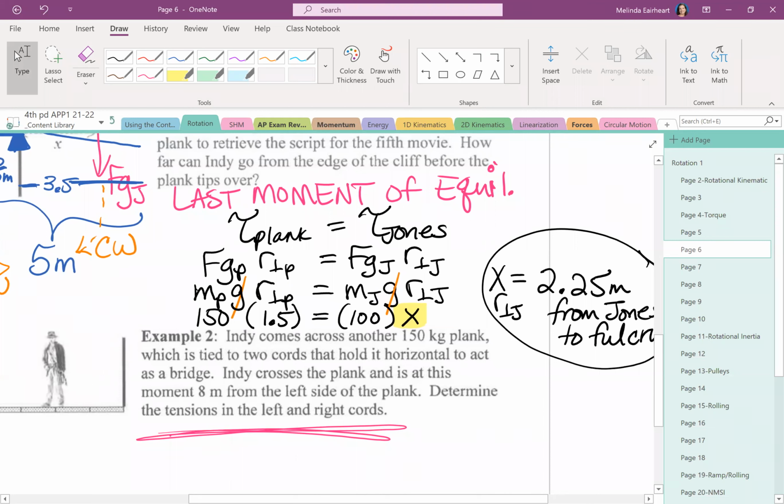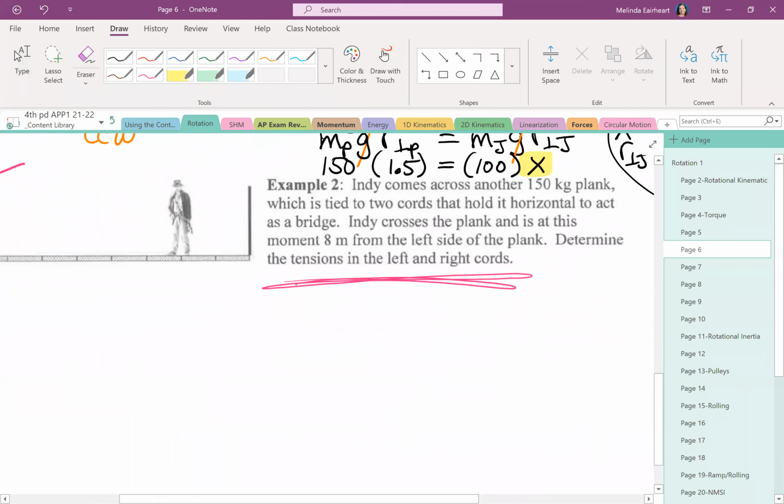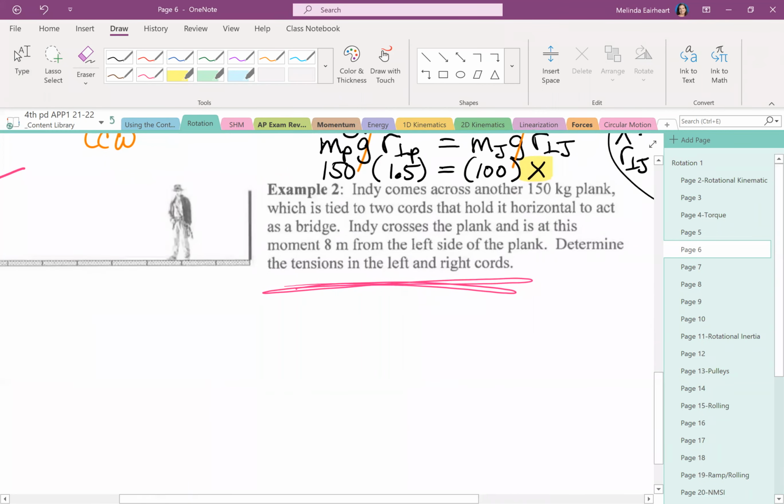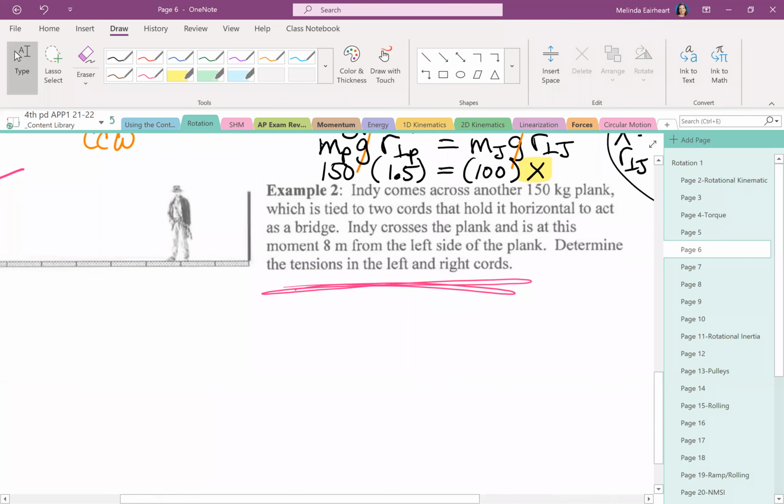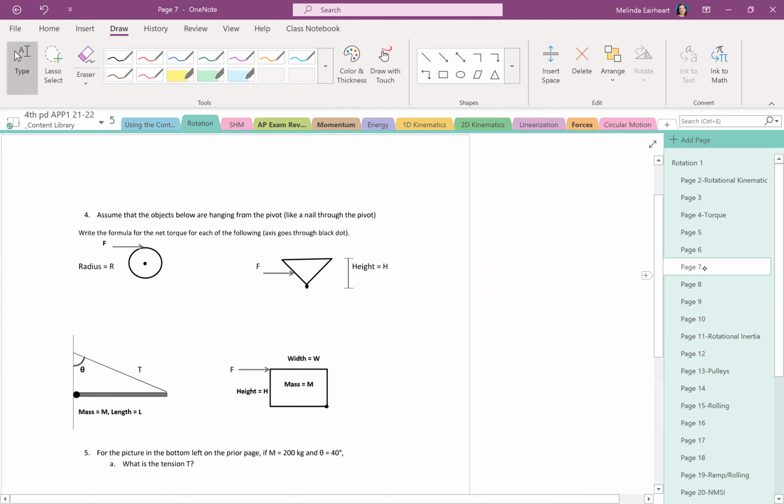Questions on walking the Planck, two unknown forces, how to solve for both? So y'all are going to try Indiana Jones on the bridge, solve for those two tensions, right? Torque and forces, torque and forces. Let's move on to page 7.